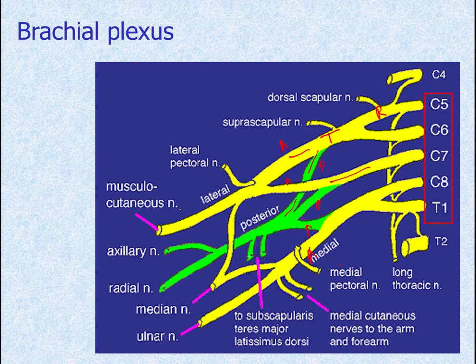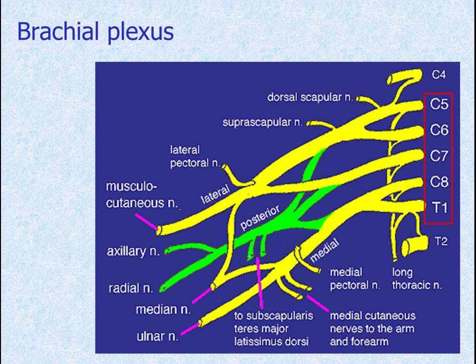As you can see here, all posterior divisions combine and form one nerve, which is called the posterior cord. Posterior cord, C-O-R-D. Then the anterior divisions of the upper trunk and the middle trunk here unite and form what is called lateral cord. And the anterior division of the lower trunk, this one, continues as the medial cord. So ultimately you get a lateral cord, a medial cord, and a posterior cord. Now these cords will give rise to branches that supply the upper limb.